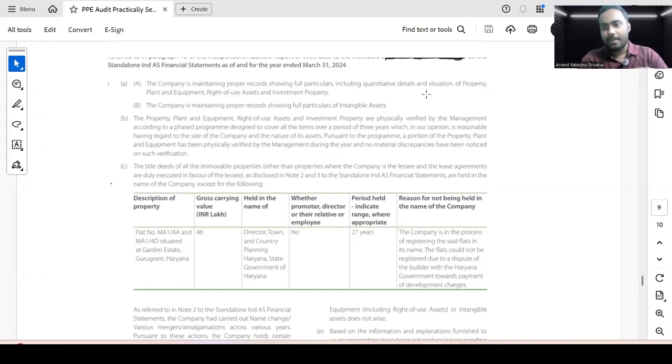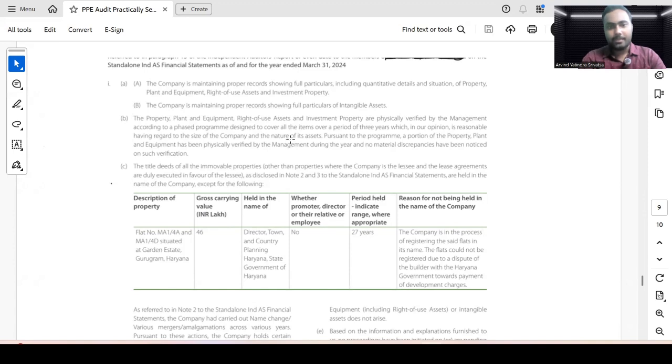Situation. Let's say the asset is situated in a plant in Hyderabad. In your FAR, the location should be mentioned as Hyderabad or HYD or whatever coding or whatever tagging the entity is following in its accounting software. I hope you understood this, guys. And the company is maintaining proper records showing full particulars of intangible assets. Again, for intangible assets, this is there.